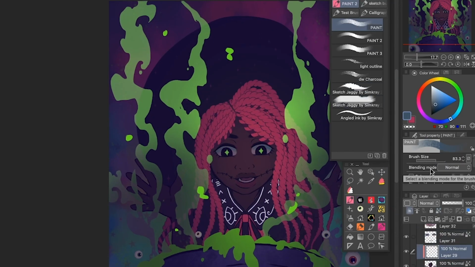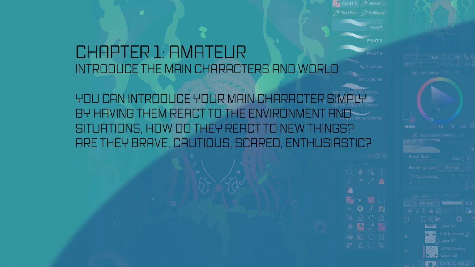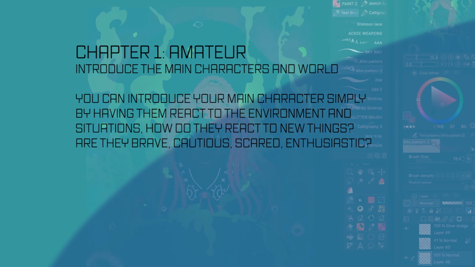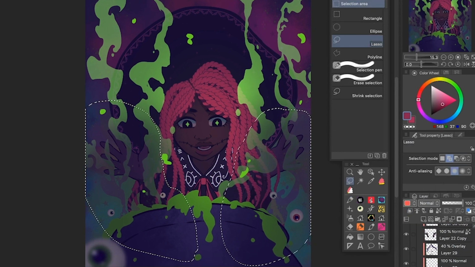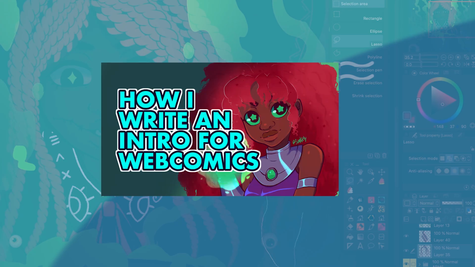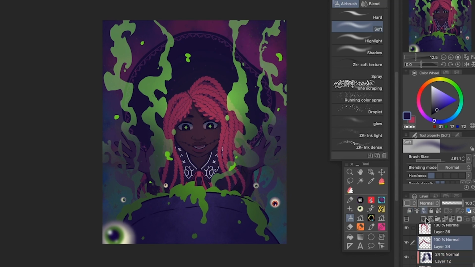Okay, so for my own webcomic Not Another Cliche, my chapters are split up like this. Chapter 1 is called Amateur, which is just about introducing the main characters and establishing the world that the story takes place in, so that the reader can essentially understand the vibe before things get wild. But you should check out my video about how to write an intro for webcomics if you would like more information about that topic specifically.